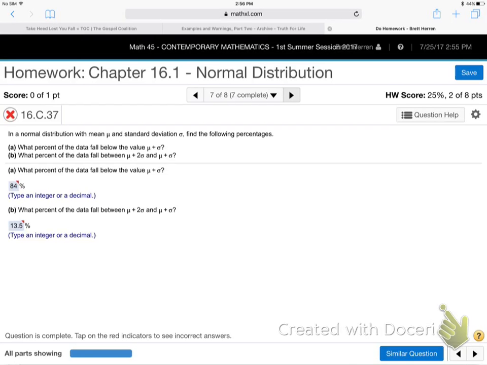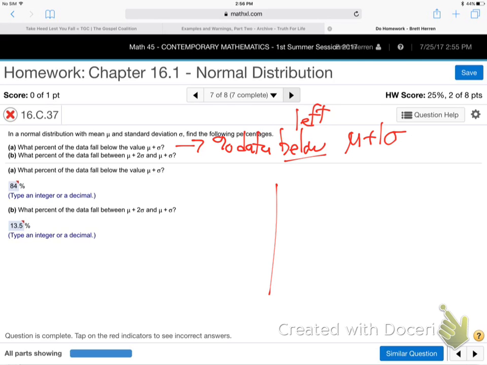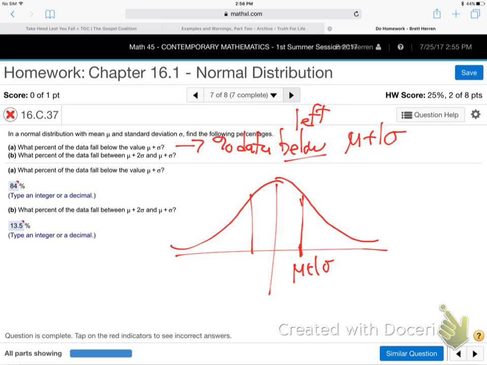Let's see. What percent of the data fall below the value mu plus sigma? So here I can write this bigger. Percent of data below means to the left, doesn't it? To the left of mu plus sigma. That means 1 sigma, right? There's not another number there. So if you have the bell curve, and you're going 1 jump to the right, 1 to the left. So here, this spot is mu plus 1 sigma.